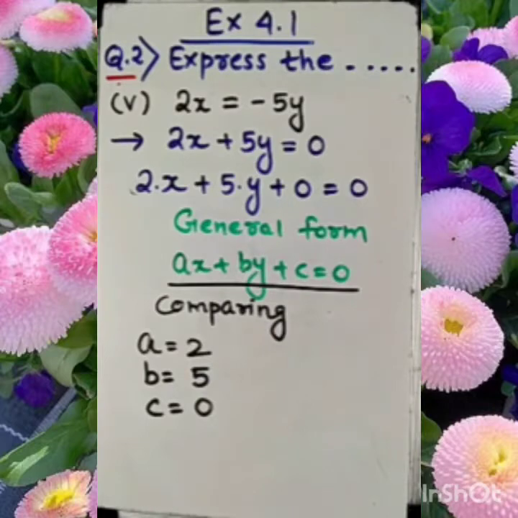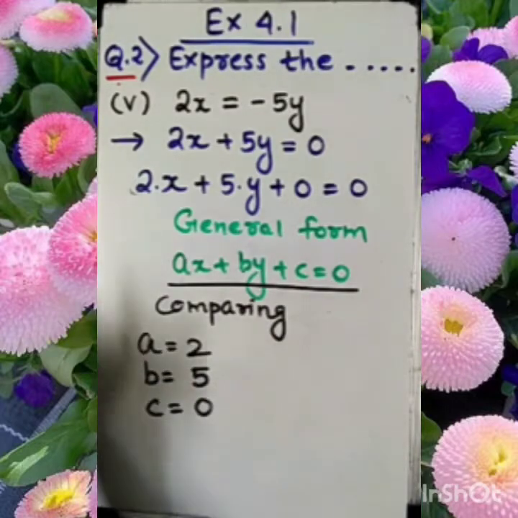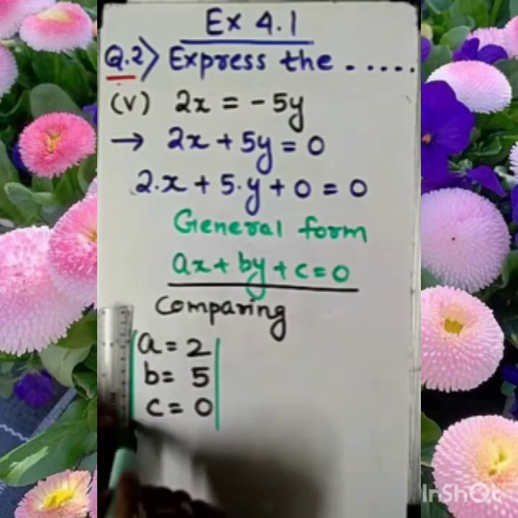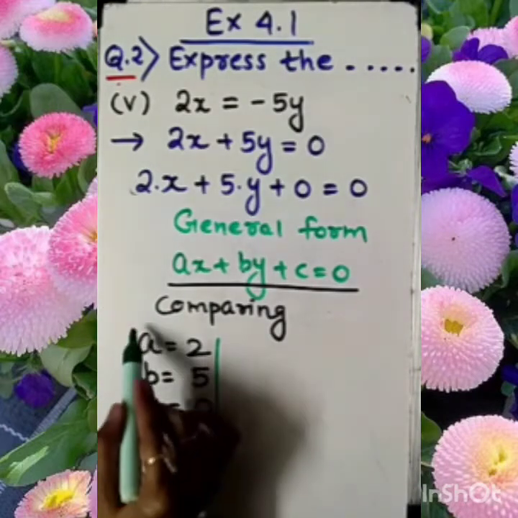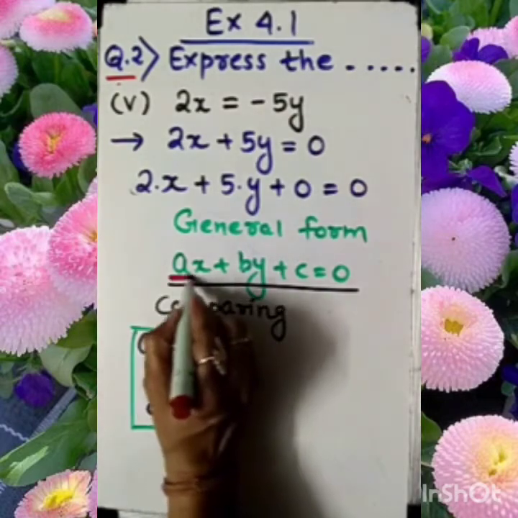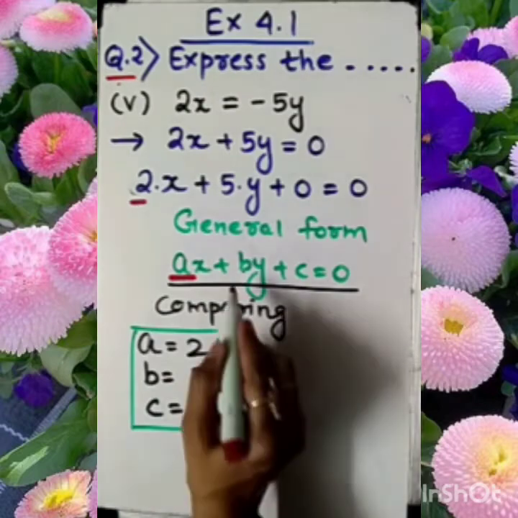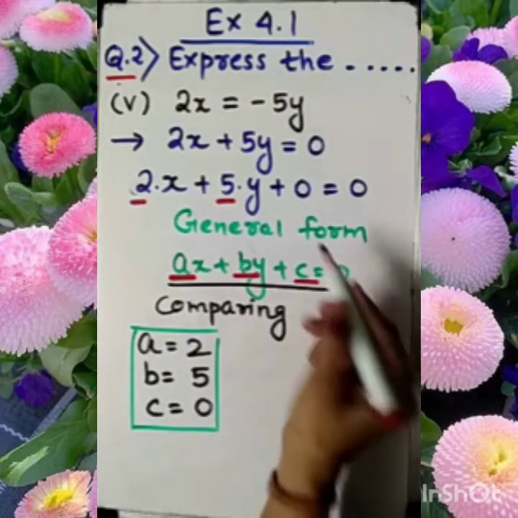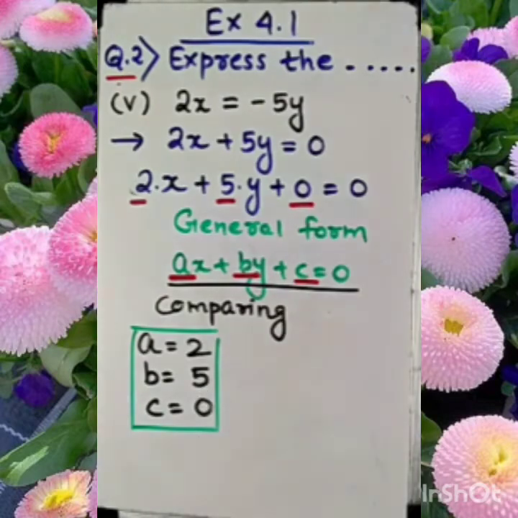So my dear student, the value is a equal to 2, b equal to 5 and c equal to 0. This is the required result. As you can see on your screen, a I am comparing with this, so 2, b it will be 5 and constant term c is 0. Let's go with the next.